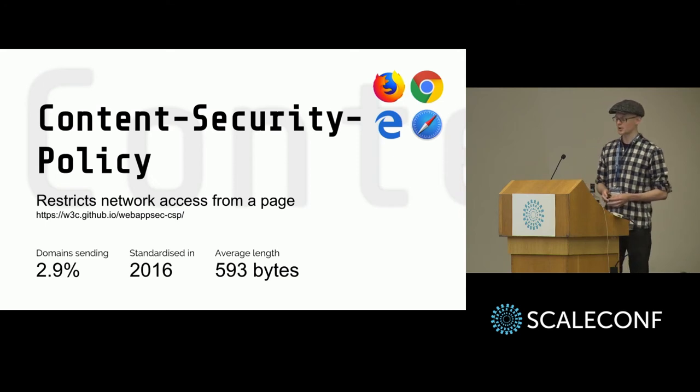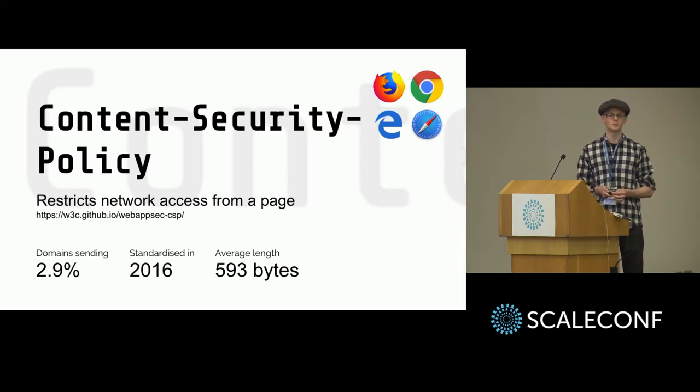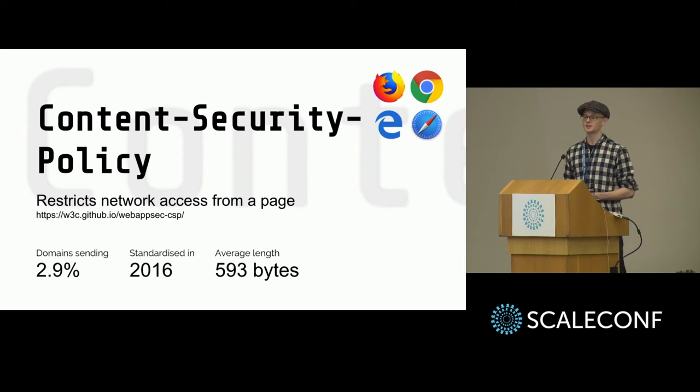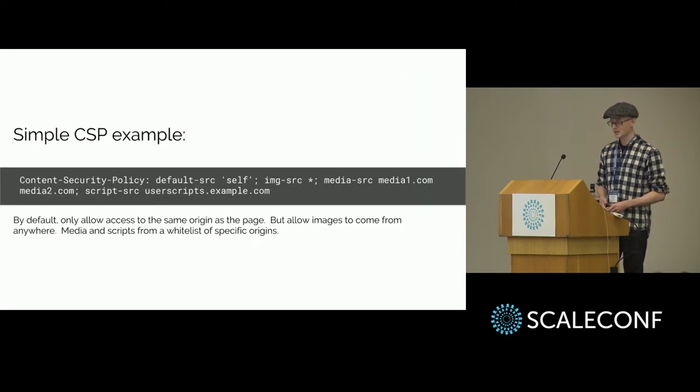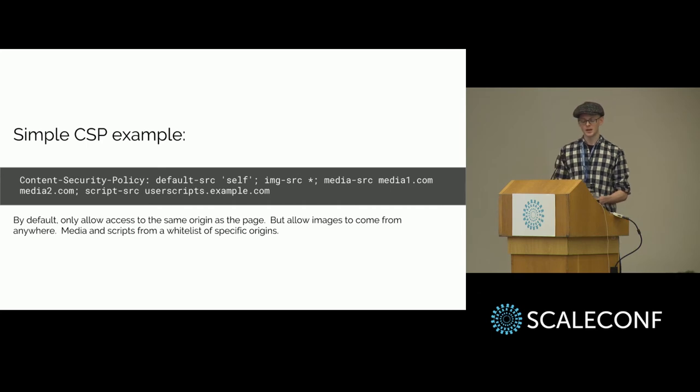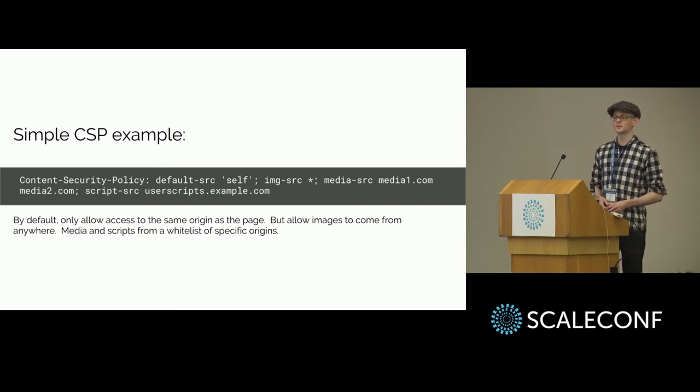Now, Content Security Policy is well supported by all browsers, but it's only sent by about 3% of websites. That's pretty terrible. Content Security Policy is a very important defense against cross-site scripting and injection attacks, and you should definitely be doing it. One of the difficulties with CSP is they typically run very long. The average length of a CSP header in HTTP Archive is almost 600 bytes. An example of a typical one from the documentation, so I don't know how realistic this is in practice, is to say, by default, this page can only talk to itself, its own origin, but images can come from anywhere, and media and scripts can come from these whitelisted domains.